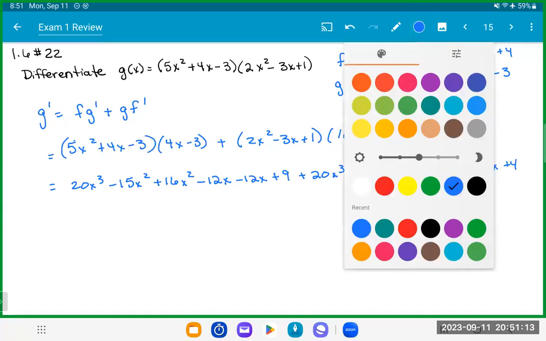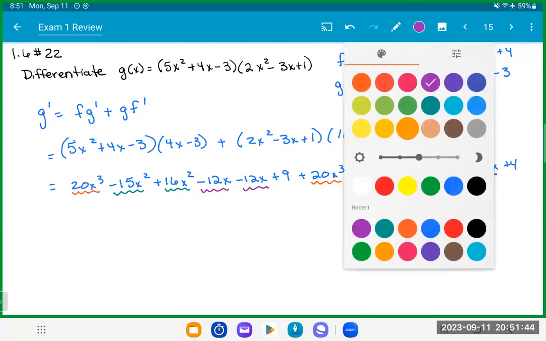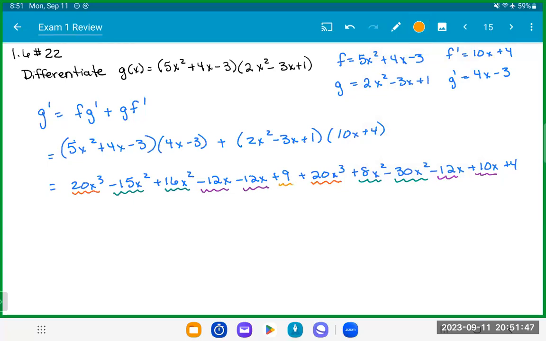So now what we want to do is combine all of our like terms. Okay? So first we have the cubes, here's the cubed and here's the cubed. We also have here's a squared, here's a squared, here's a squared, here's a squared. We have an x term, an x term, and then finally, we have constants.